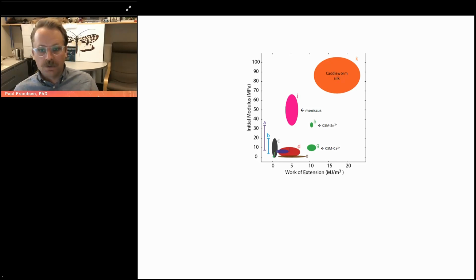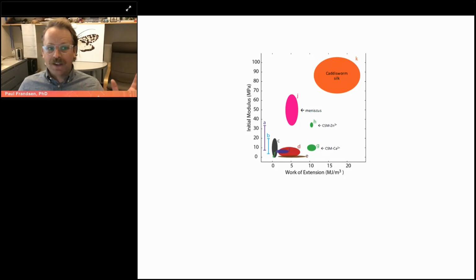A colleague of mine, Russell Stewart, who's a co-author on this talk, has done a lot of work on the properties of caddisfly silk and comparing it to other biomaterials. So what you'll notice is that the further up and the further to the right that you get, the stronger the silk or the material is. And you'll see caddisworm silk here in this big orange circle labeled K. It is stronger than the human meniscus, for example. So it makes a really good candidate for a biomaterial that we might want to mimic.